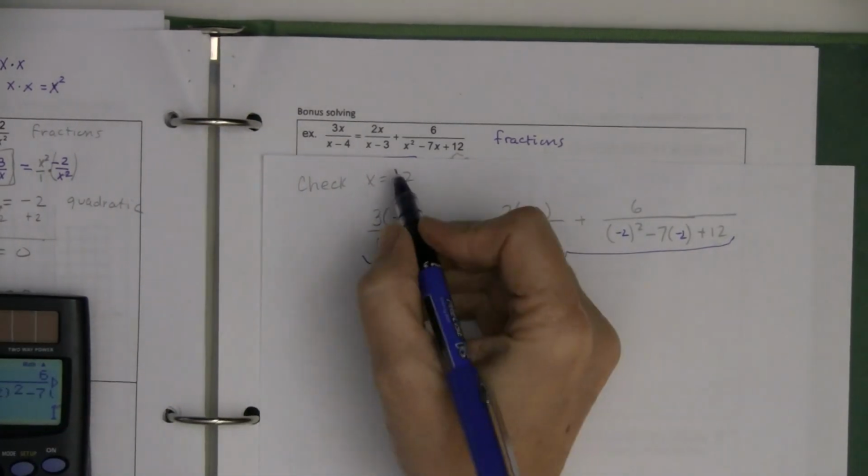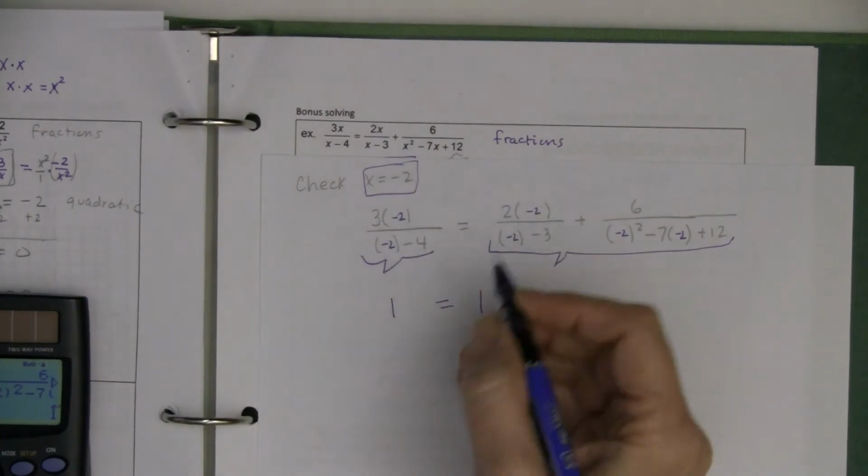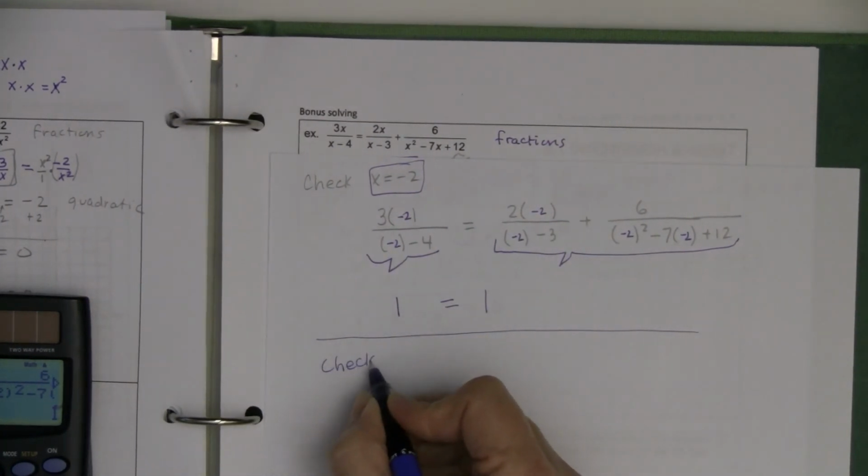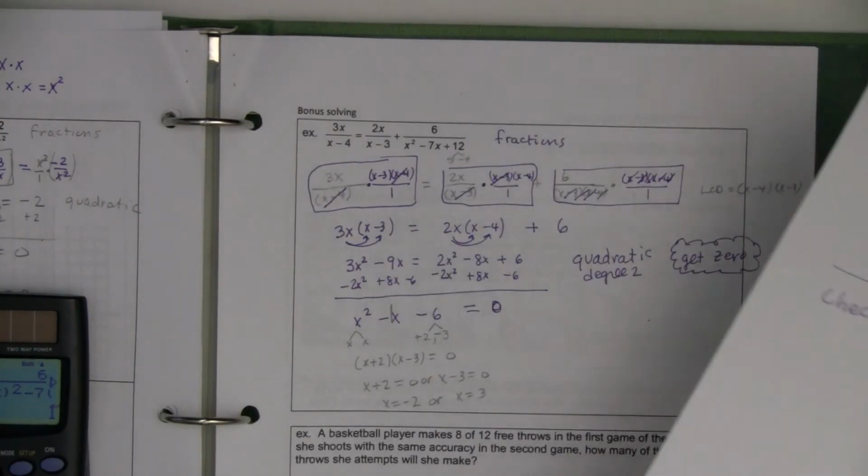And we get 1. And so that means that this is a good solution. Now I'm going to check the other one, and the other one was 3.